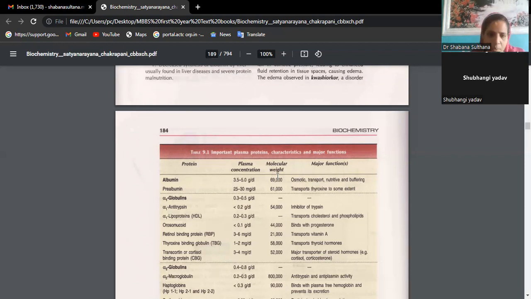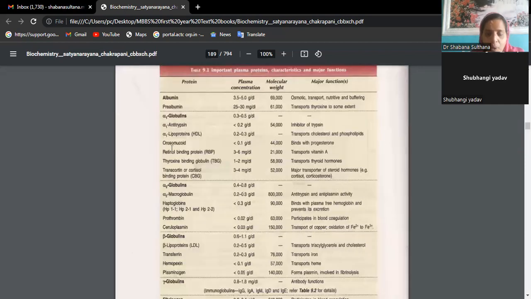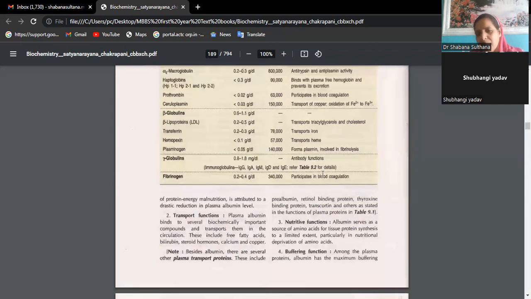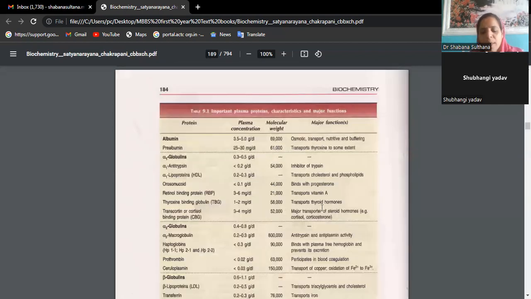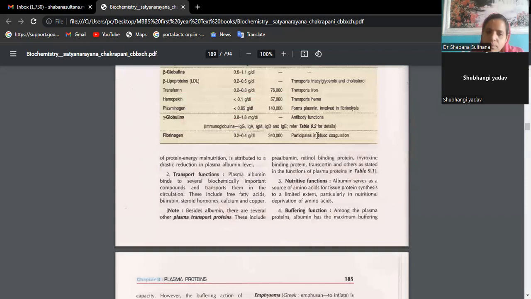So albumin you remember better. Globulin, you just give the names of the subcomponents. You need not remember plasma concentration, or only one you can remember, alpha 1. You need not remember molecular weight at all. Just read the functions. Read the functions of everything now. Just give the names and read the functions. That is more than enough.